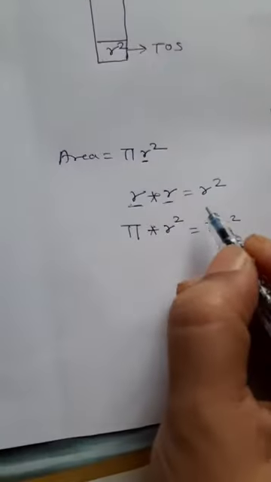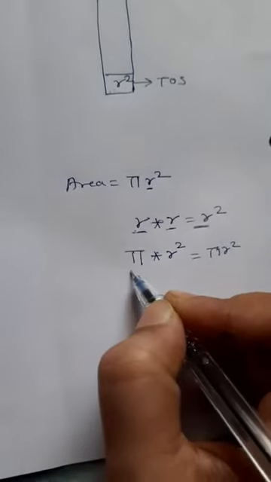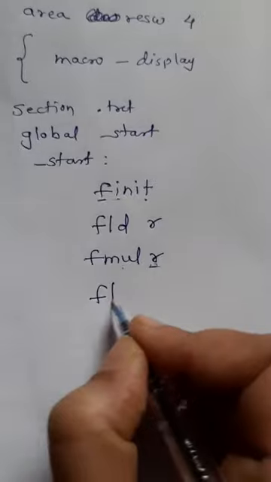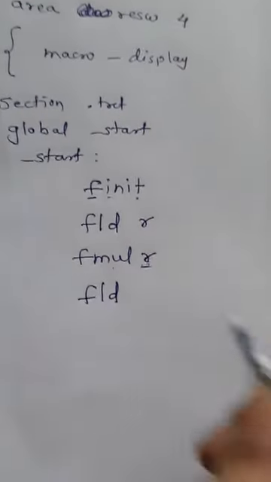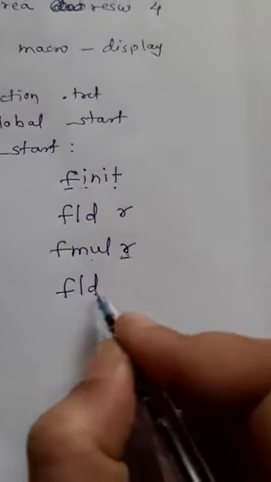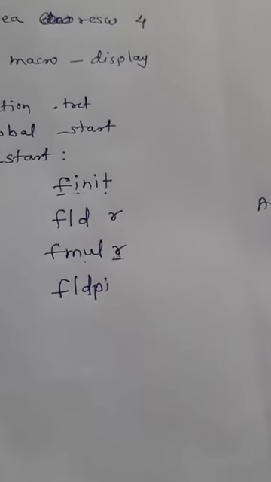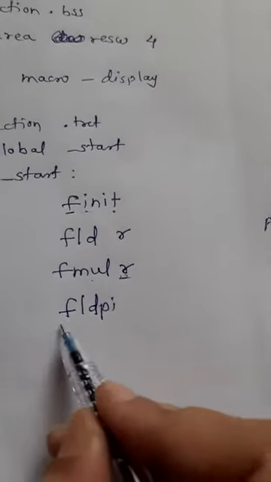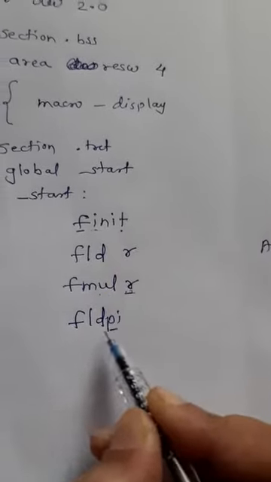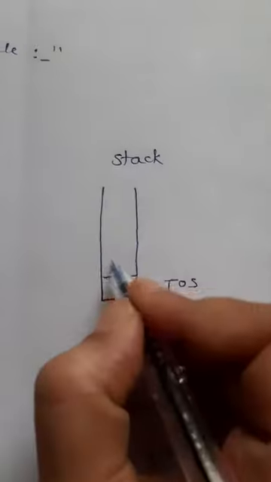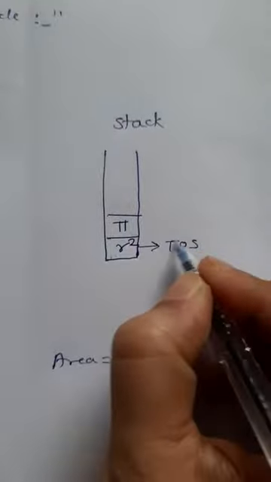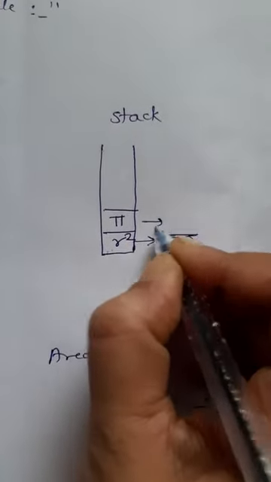Now once we have r square, we want to load pi. So the next instruction is fld. There is no need to take the pi value in a variable and then load it. We have an inbuilt instruction, fldpi, as a constant instruction. We have already studied this instruction in the constant group. So fldpi will load the pi value onto the top of stack. So here the pi will be loaded onto the top of stack, and r square will be pushed down. So pi is there.